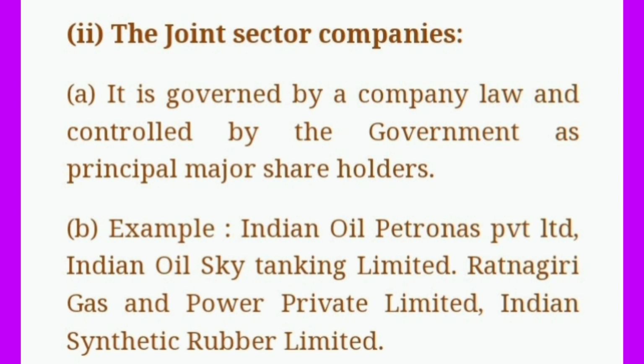Second point, the joint sector companies. Option A, it is governed by a company law and controlled by the government as the principal major shareholder. Option B, examples, Indian Oil Petronas Private Limited, Indian Oil Skytanking Limited, Ratnagiri Gas and Power Private Limited, Indian Synthetic Rubber Limited.